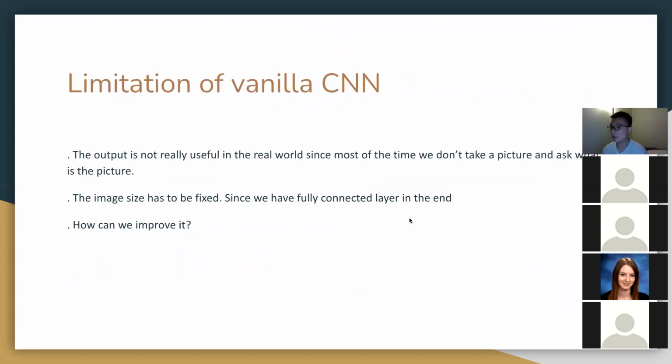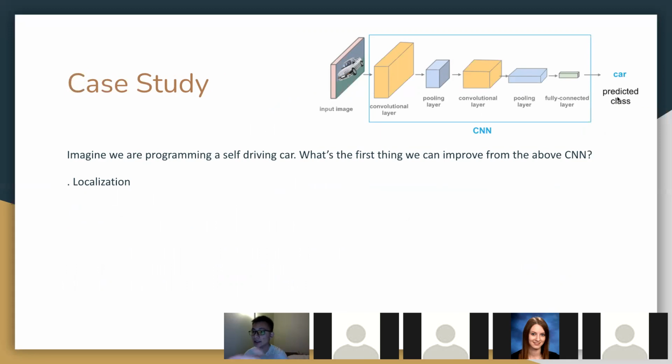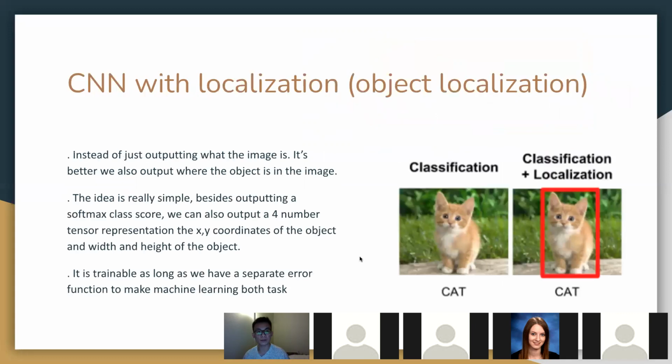So now, can we improve it? I will start with a case study, because a case study usually works best and helps you understand things better. Imagine we're programming a self-driving car. What's the first thing we can improve from the CNN? It's localization, just as I said before, right? Because for vanilla CNN, the traditional CNN, we only output a probability of whether the image is a car or not in the given task. So the next thing we can improve is localization.